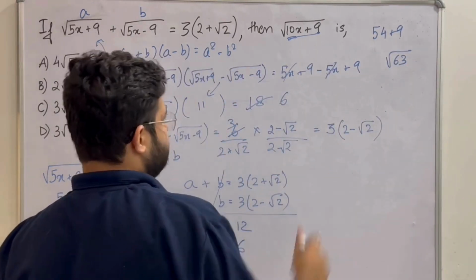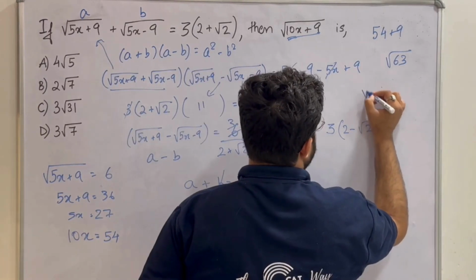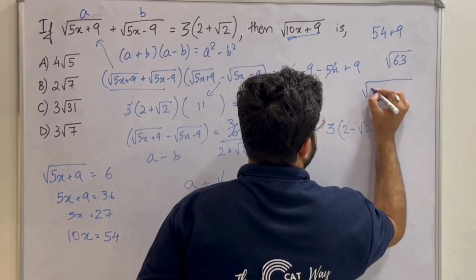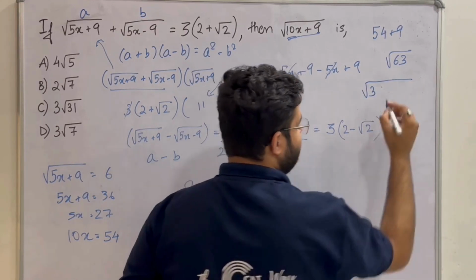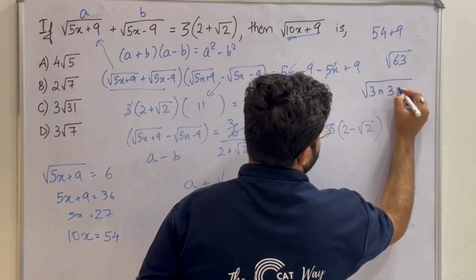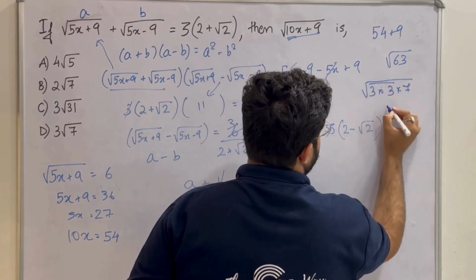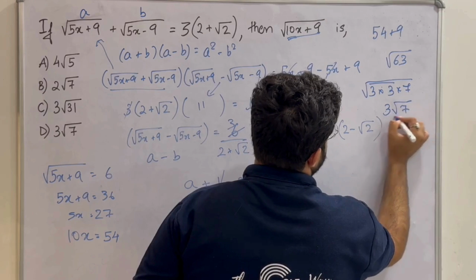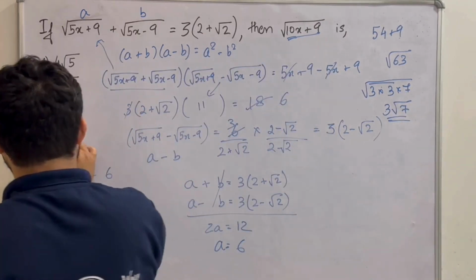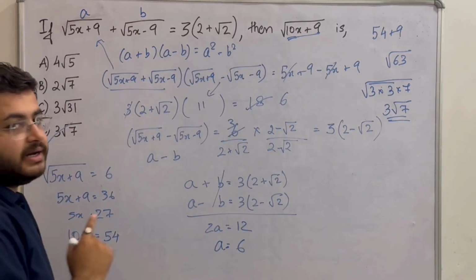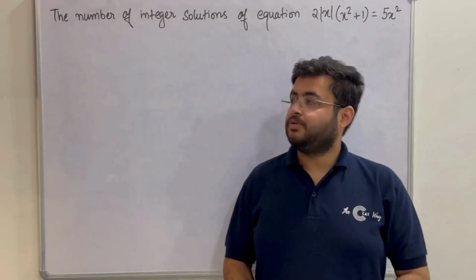Right? Now root 63 would be what? This is going to be equal to, see, in 3 it will go 21 times, 21 will go another 3 times and 7 times. This forms a pair, this comes out, the final answer turns out to be 3 root 7. That means option number D will be the correct answer. Moving on to question 4.